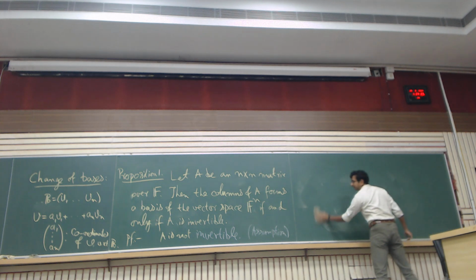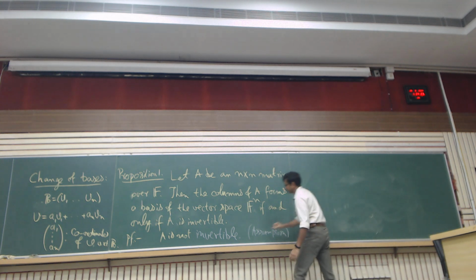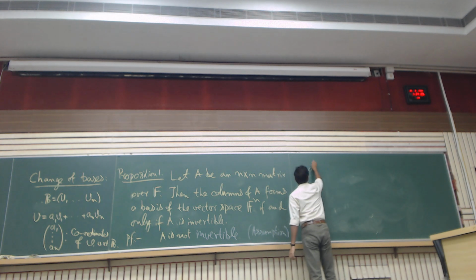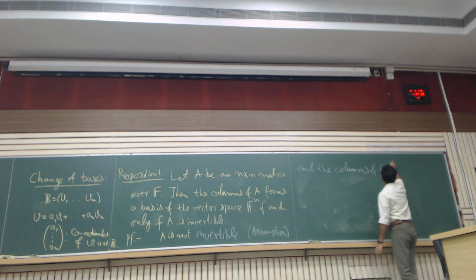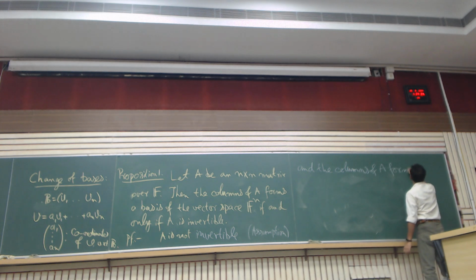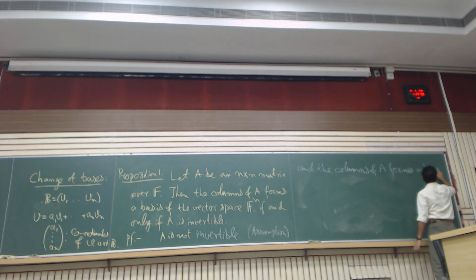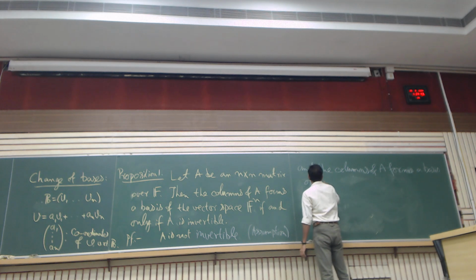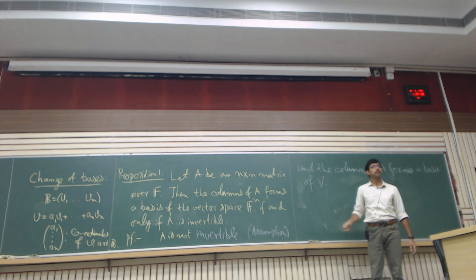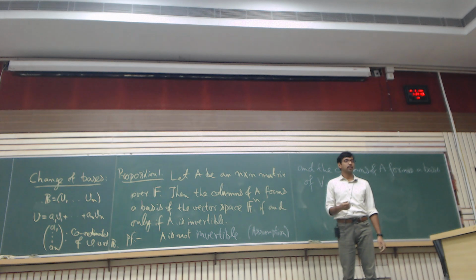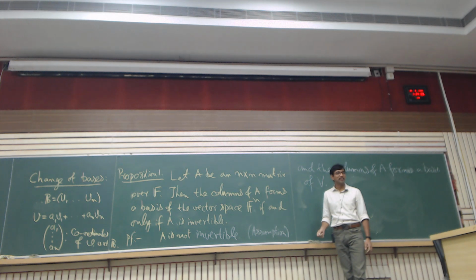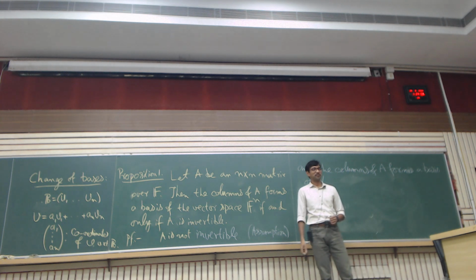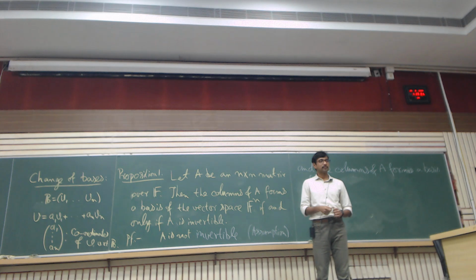So suppose now that A is not invertible and the columns of A form a basis of V. What does it mean? They span V. What else? They are linearly independent. So, Srinivas, proceed from here. So they span V and they are linearly independent. Now, if they are linearly independent, it means that... that's what we have to prove.